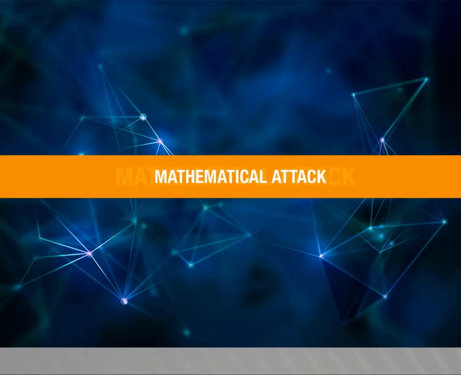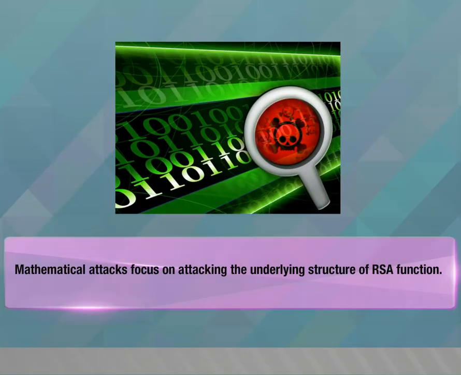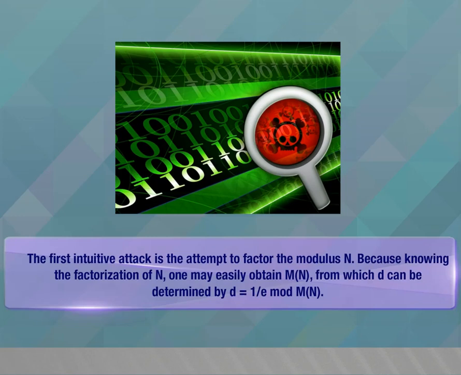Mathematical attack. In this video, we are going to see about mathematical attack. Mathematical attacks focus on attacking the underlying structure of the RSA function. The first intuitive attack is the attempt to factor the modulus n. Because knowing the factorization of n, one may easily obtain φ(n), from which d can be determined by d = 1/e mod φ(n).